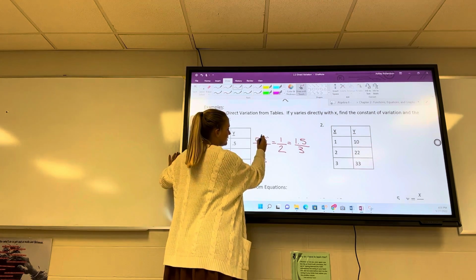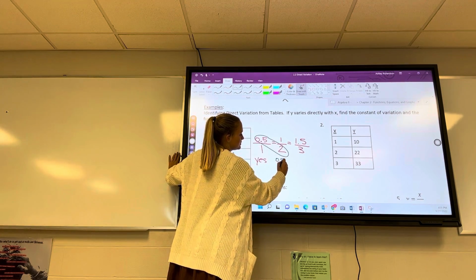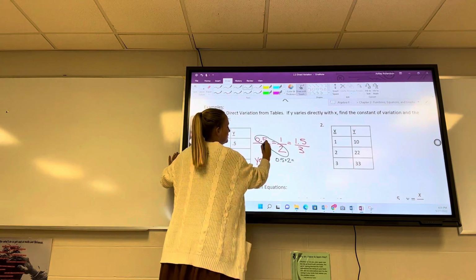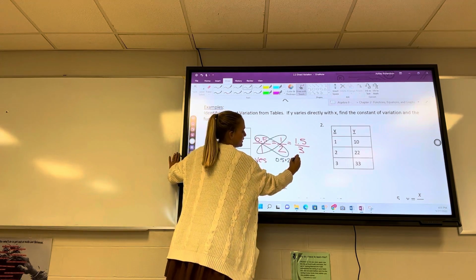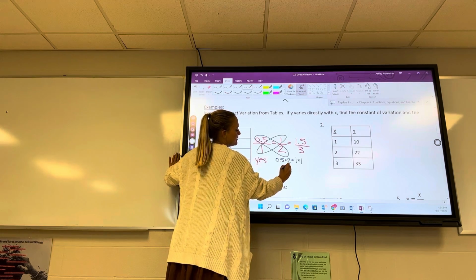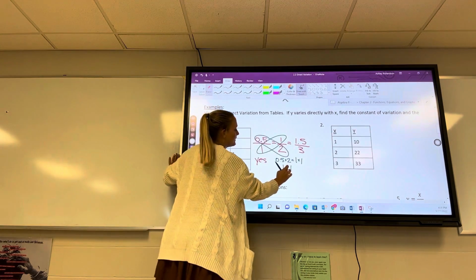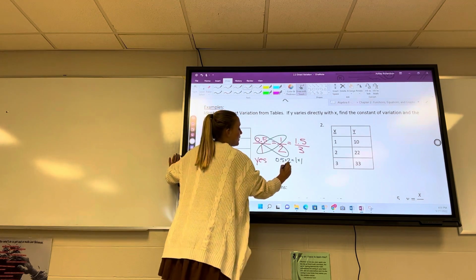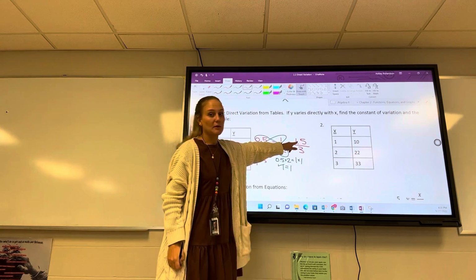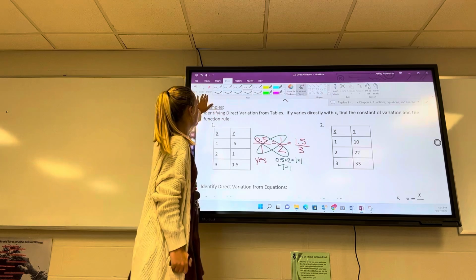So for example, I could do 0.5 times 2 is equal to 1 times 1. 0.5 times 2 is 1, and 1 times 1 is 1. 1 is 1, so yes, that varies directly. And you could do it this way too. 2 times 1.5 is 3, 1 times 3 is 3, 3 is equal to 3. So yes, this is a direct variation.